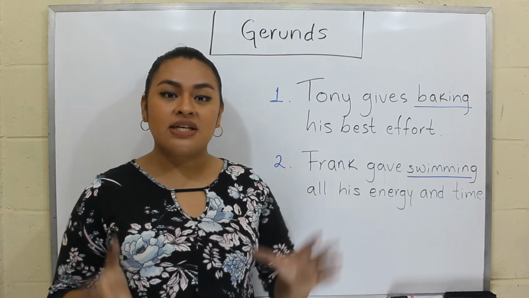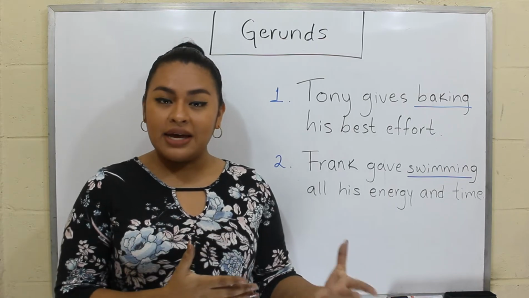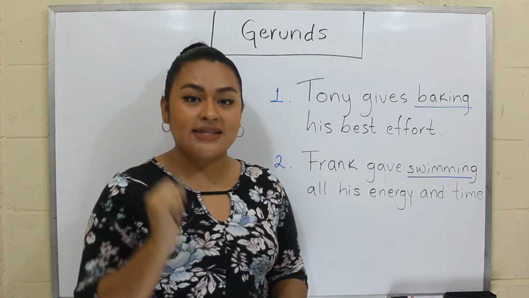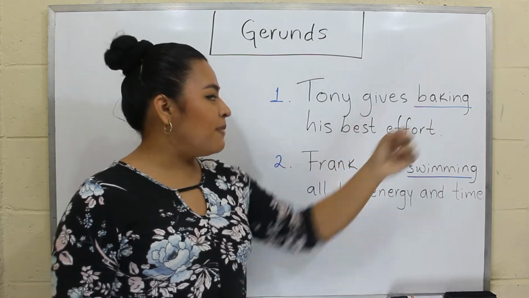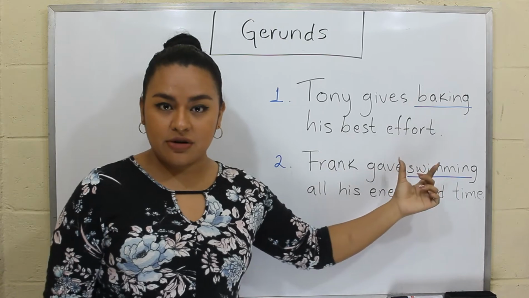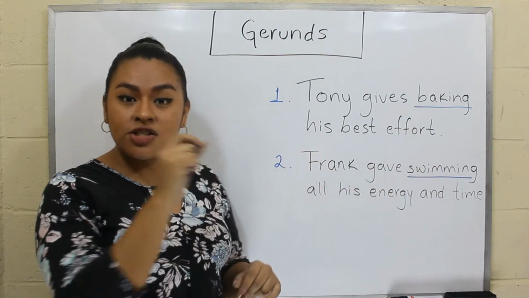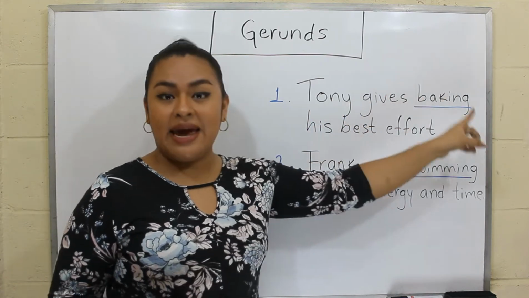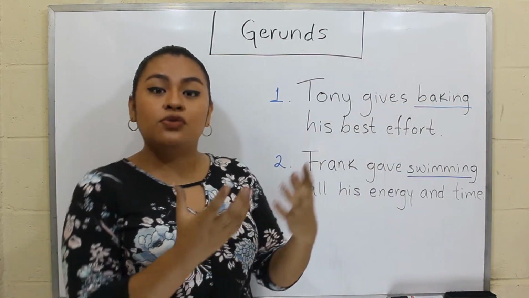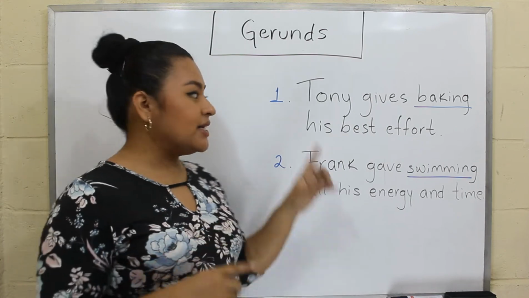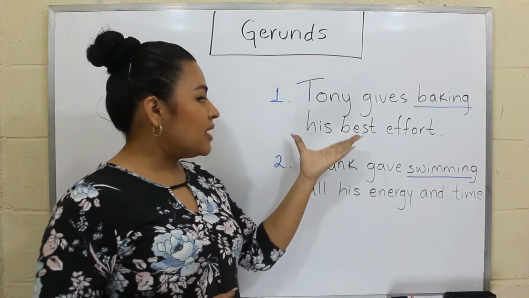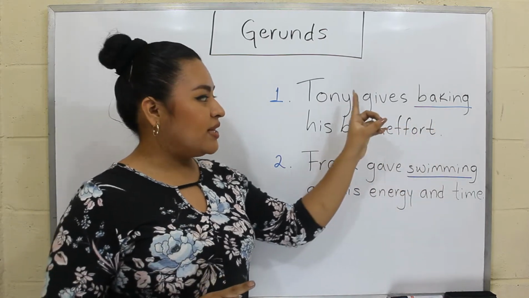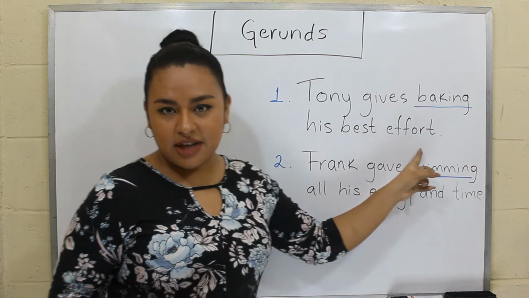When an indirect object is being performed by a gerund, it is the same case as if it's performed by a noun. Let's see. Tony gives baking his best effort. In this sentence, we have underlined the indirect object. Tony gives baking. Baking is the one that receives the direct object. And in this case, the direct object is his best effort. We have the indirect object between the main verb and the direct object.